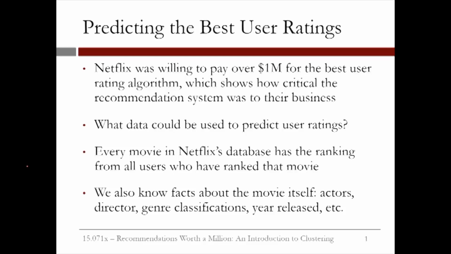There are two main types of data that we could use. The first is that for every movie in Netflix's database, we have a ranking from all users who have ranked that movie. The second is that we know facts about the movie itself: the actors in the movie, the director, the genre classifications of the movie, the year it was released, etc.